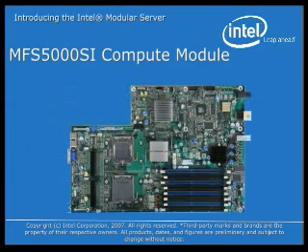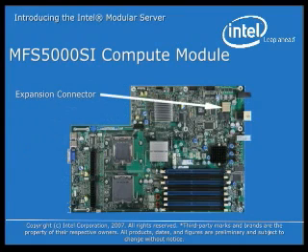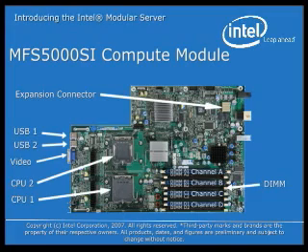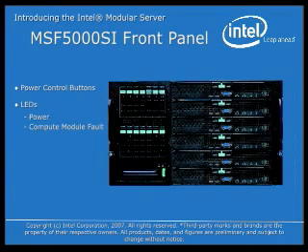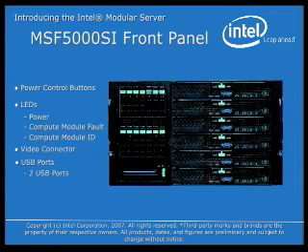Here's the board itself, with the expansion connector, USB 1 and 2, video, CPU 1 and 2, and DIMM channels A through D. Here's the front panel of the server compute module, with power control buttons, LEDs for power, compute module fault, and compute module ID, video connector, and 2 USB ports.